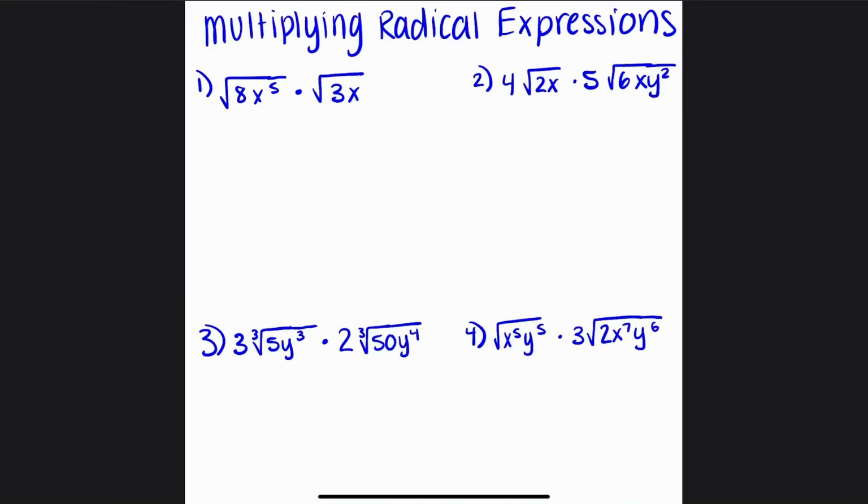Hi everyone, in this video I'm going to show you how to multiply radical expressions. I have 4 problems for us with varying levels of difficulty, so let's go ahead and get started.